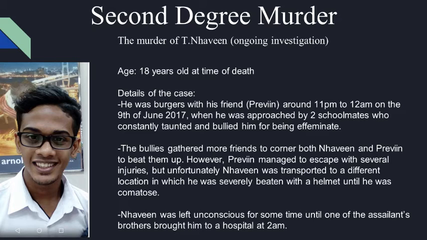The bullies gathered more friends to corner both Havan and Prevalin to beat them up. However, Prevalin managed to escape with several injuries, and unfortunately, Havan was transported to a different location in which he was severely beaten with a helmet until he was comatose. Havan was left unconscious for some time until one of the assailant's brothers brought him to the hospital at 2 a.m.